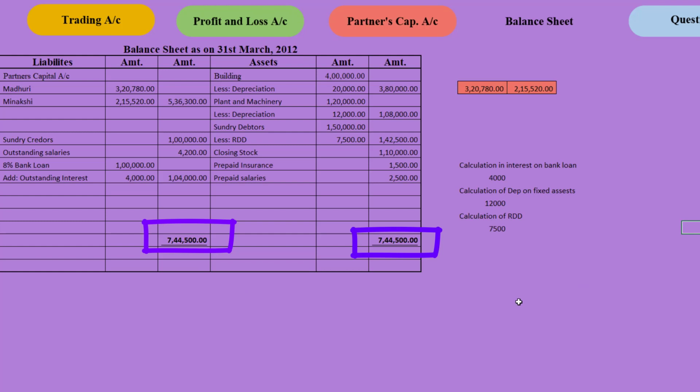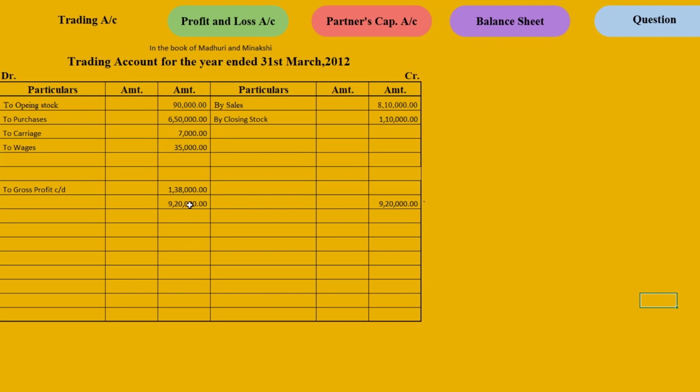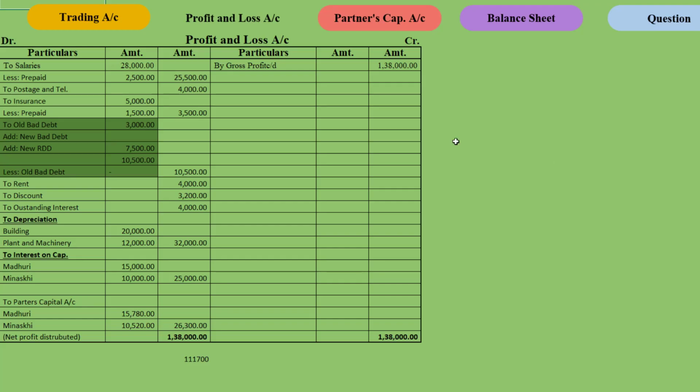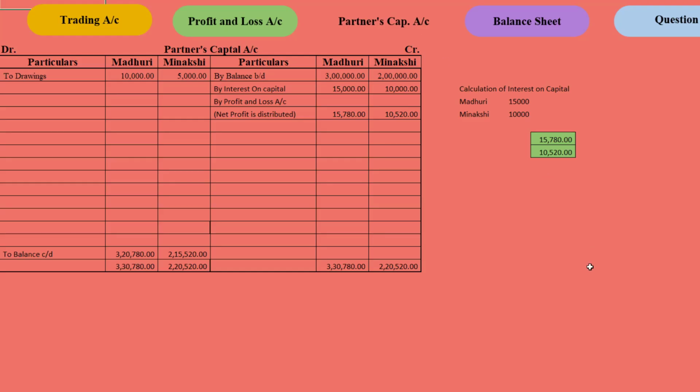Okay, here the balance sheet is tallied. See, this is the trading account. This is the gross profit. This one is gross profit. This is the profit and loss account. This is the total, and here the distribution of net profit is shown like this, and this dark green shaded part is one set only, the entire thing is one set. Next to the profit and loss account we have the partners capital account.